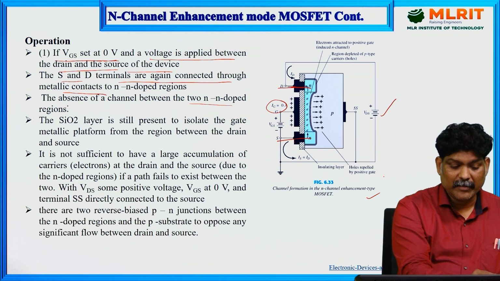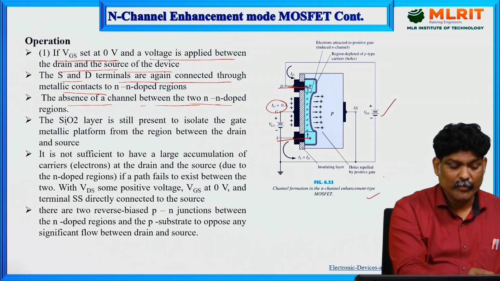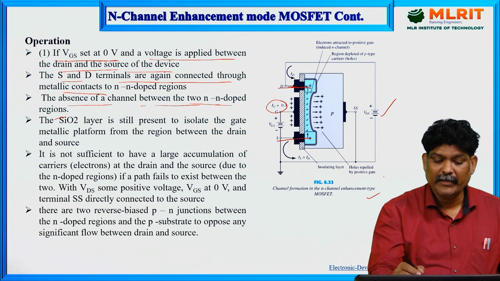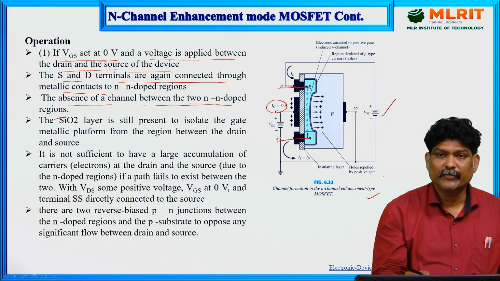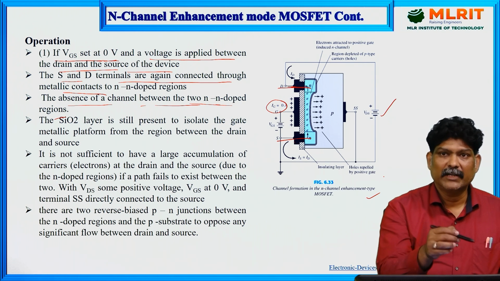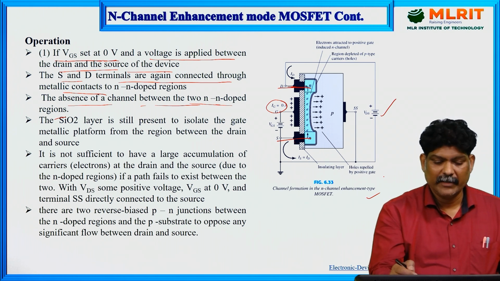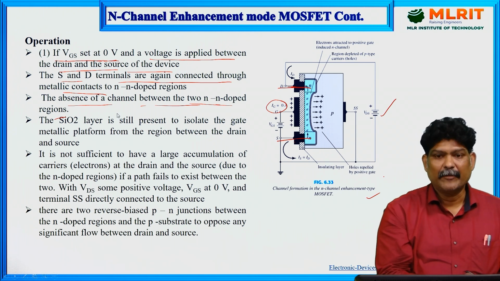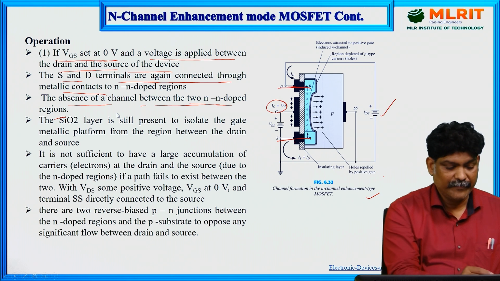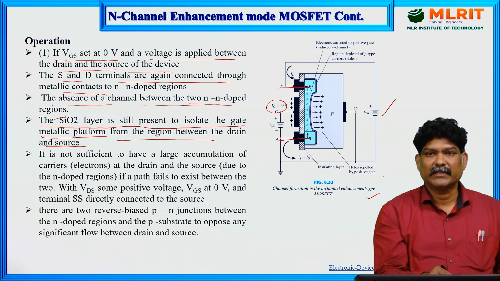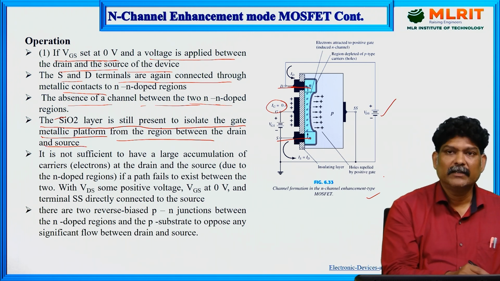There is an absence of channel between the two N-doped regions. Previously, in depletion mode, an N channel was developed between drain and source. Here, it is absent between the two N-doped regions. The SiO2 layer is still present to isolate the gate metallic platform from the region between drain and source, again acting as an insulator.